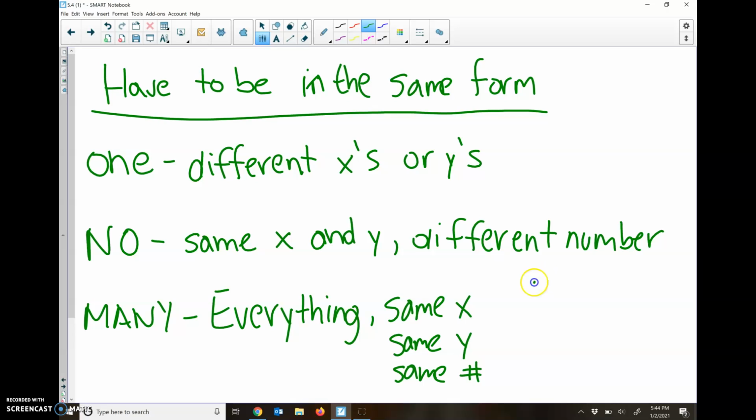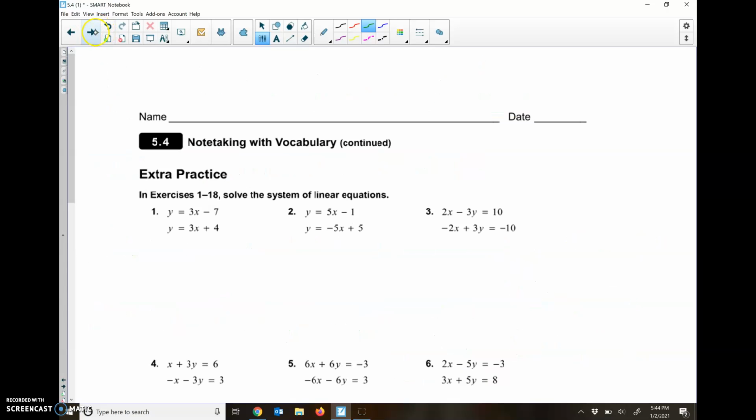And remember, when I mean the same, it could be something that could be simplified. So like that first example, x plus y equals 2, 2x plus 2y equals 4. Okay, those are really the same thing because this is just this multiplied by 2. Okay, let's look at some examples here.